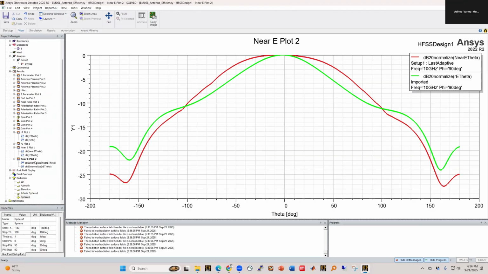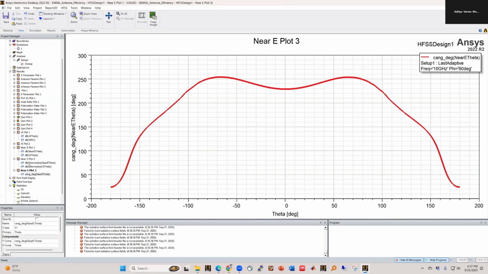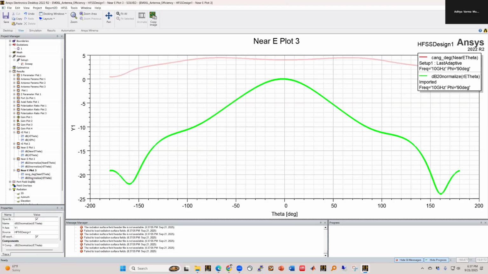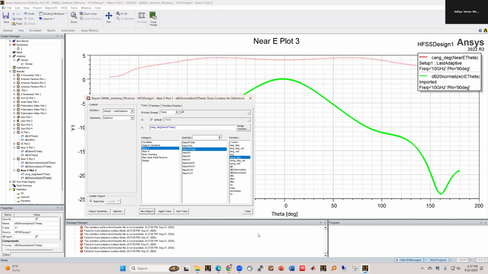What you can also look at is the phase, right? And that's kind of how far field is defined. So let's do that. So instead of this, I can say complex angle in degrees, Cang deg, right? And then say new report. And then that's for near field. Let's do the far field as well. Once again, I want to do Cang deg. This is what I want to look at.